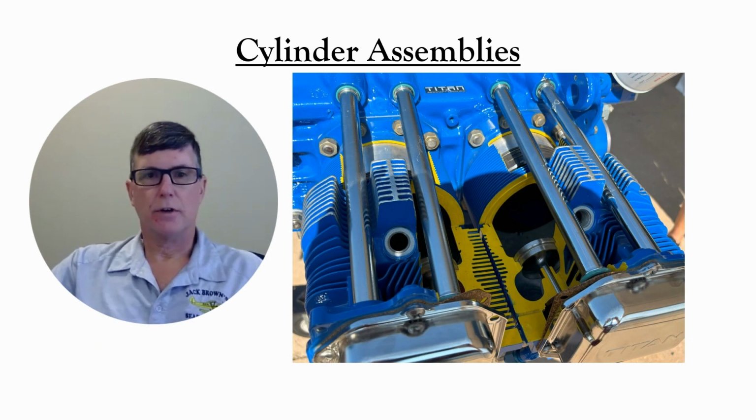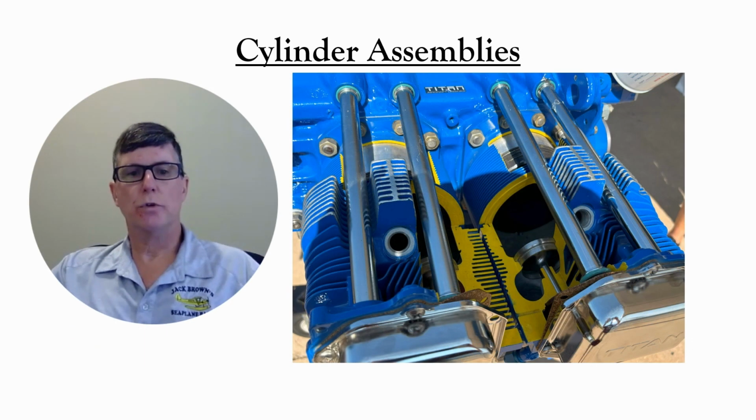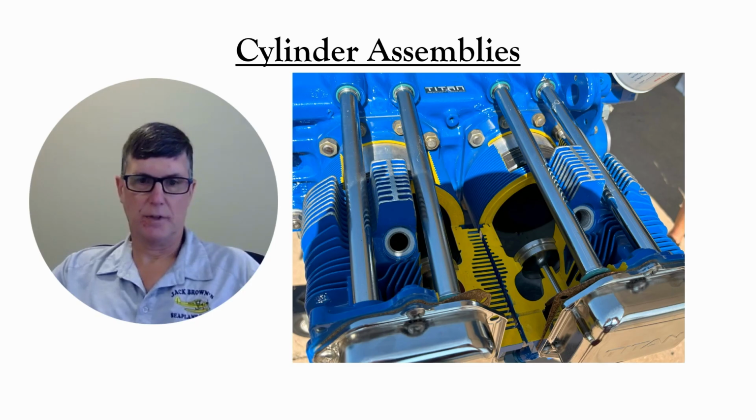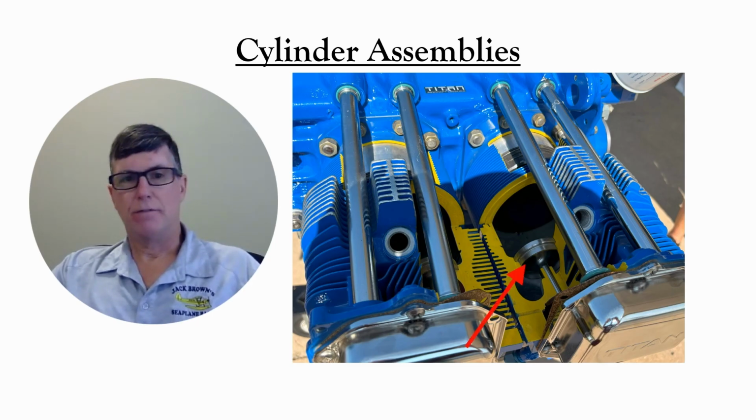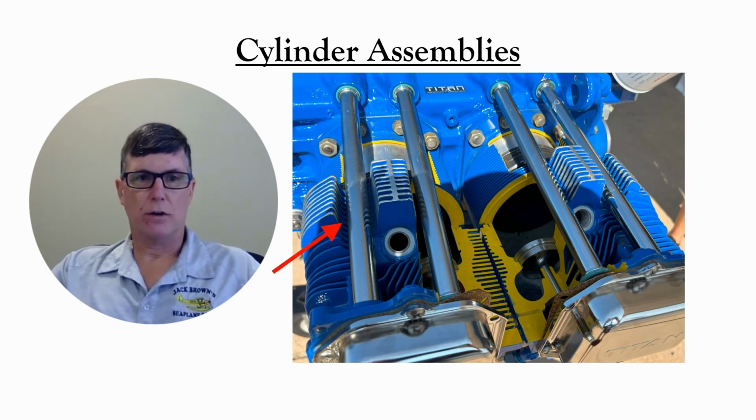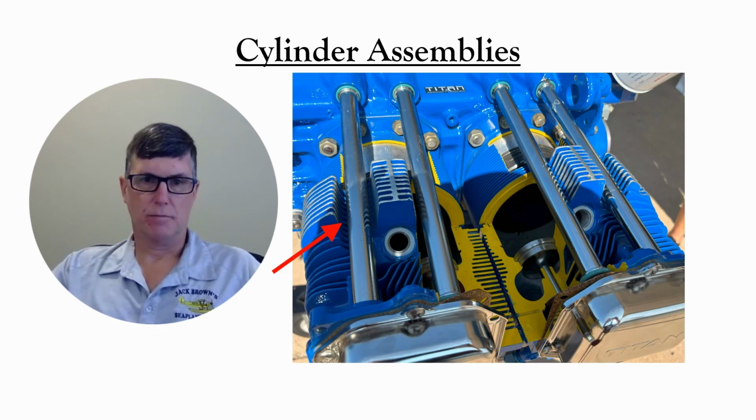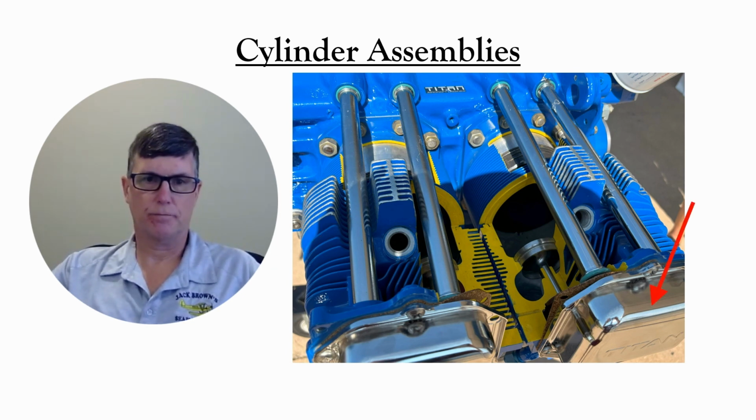This picture of the cutaway engine shows two of the four cylinder assemblies. This is what a valve looks like. The push rods are housed inside push rod tubes. The push rods are linked to the valves by rocker assemblies. The rocker assemblies are not visible here because they're enclosed by a rocker cover.